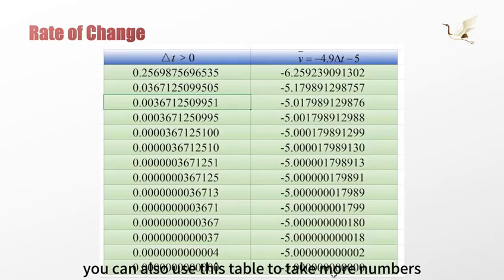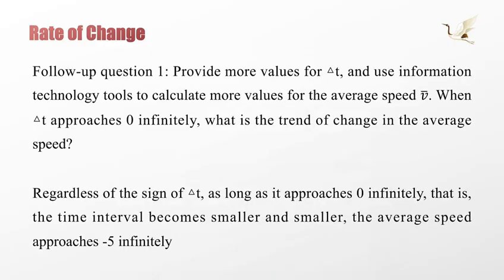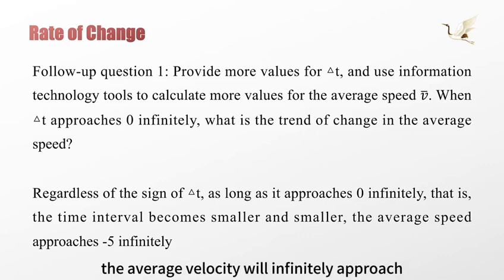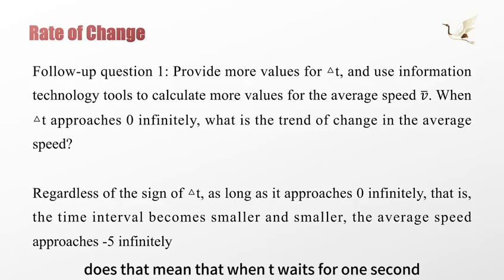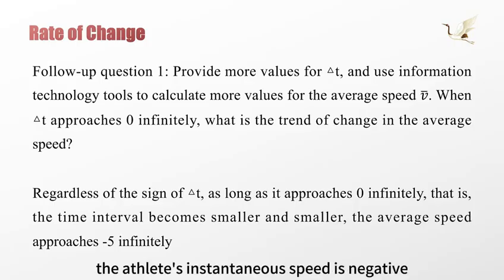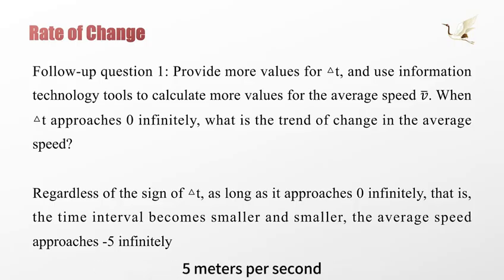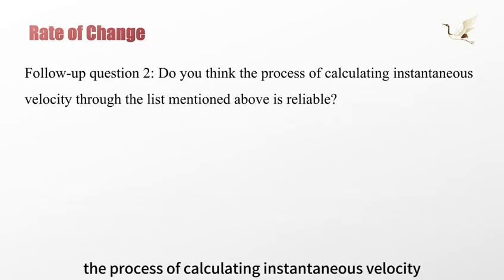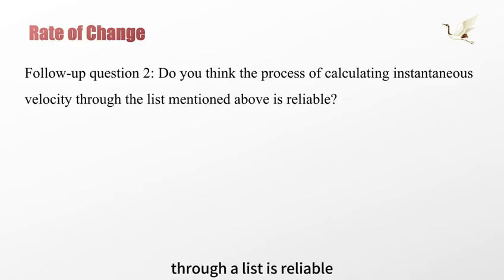You can also use this table to take more numbers for verification after class. It can be seen that regardless of the positive or negative value of delta t, as long as it approaches 0 infinitely, that is, the time interval keeps decreasing, the average velocity will infinitely approach -5. Does that mean that when t equals 1 second, the athlete's instantaneous speed is -5 meters per second? Do you think the process of calculating instantaneous velocity through a list is reliable?